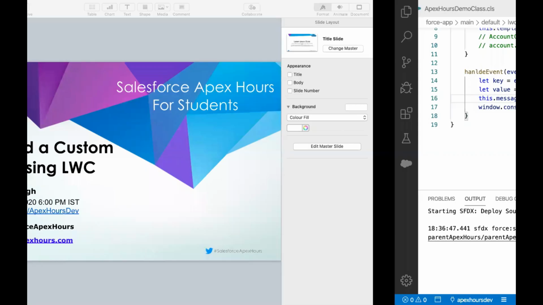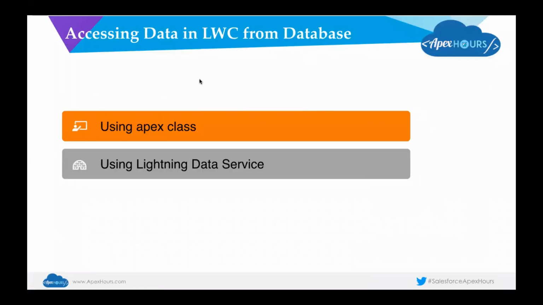So we have got this, and then we have got how we can access the data from the database into LWC. As the first method, we already saw how we can access it with the help of our Apex class, and we tried iterating some contact list that we are getting from our database server. The second thing that we are going to work on today is how we can use Lightning Data Service.